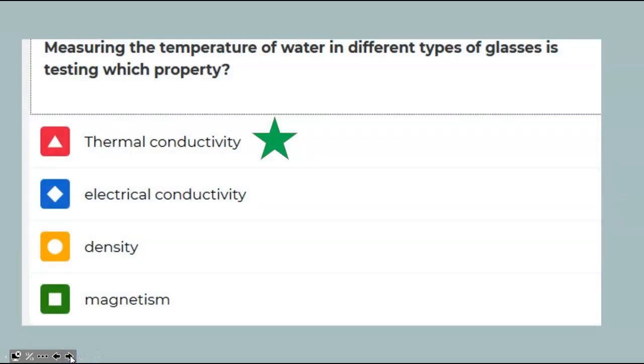Measuring the temperature of water in different types of glasses is testing thermal conductivity. Anytime we're talking about temperature, we're talking about thermal conductivity. Temperature and thermal.